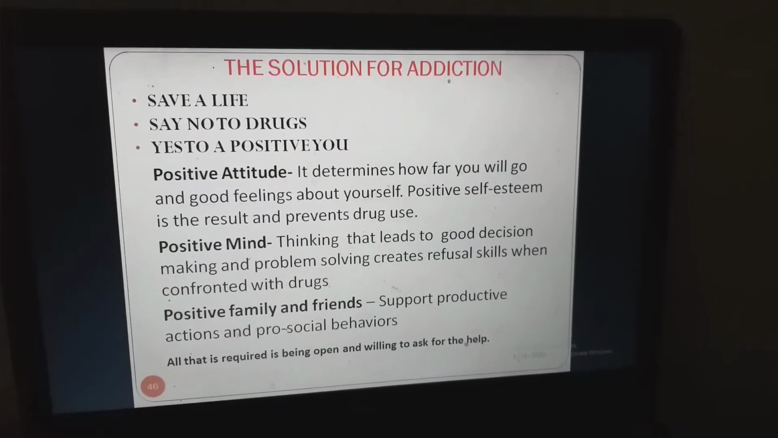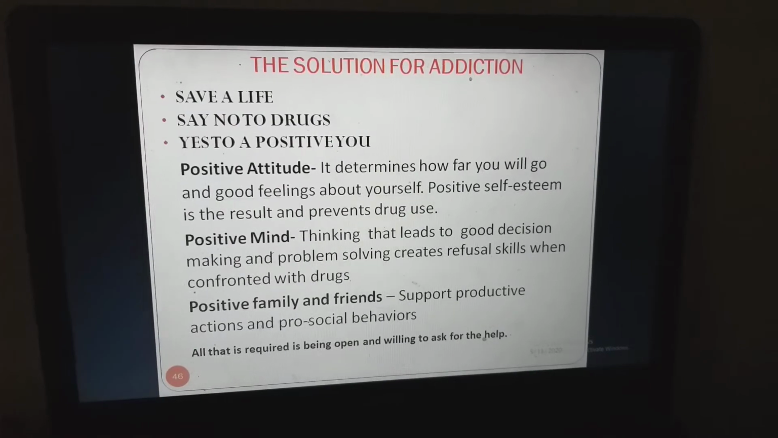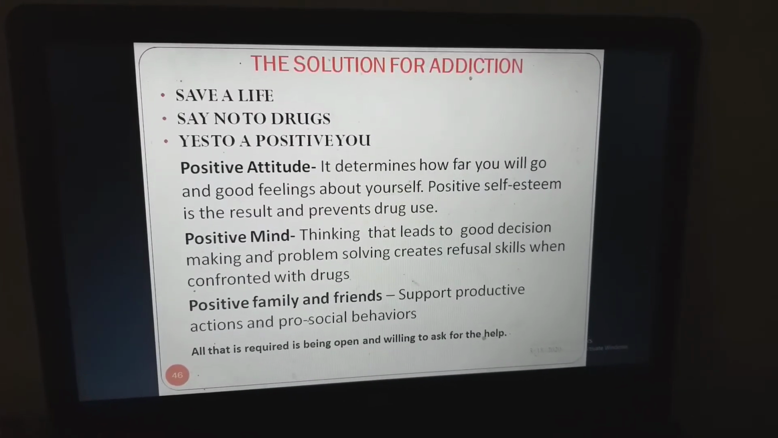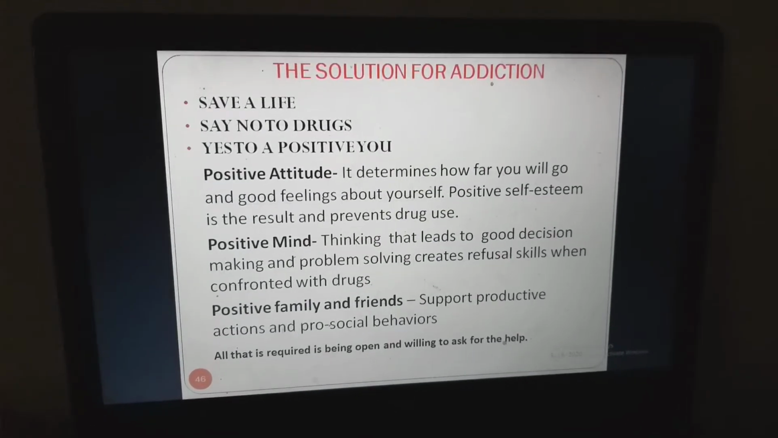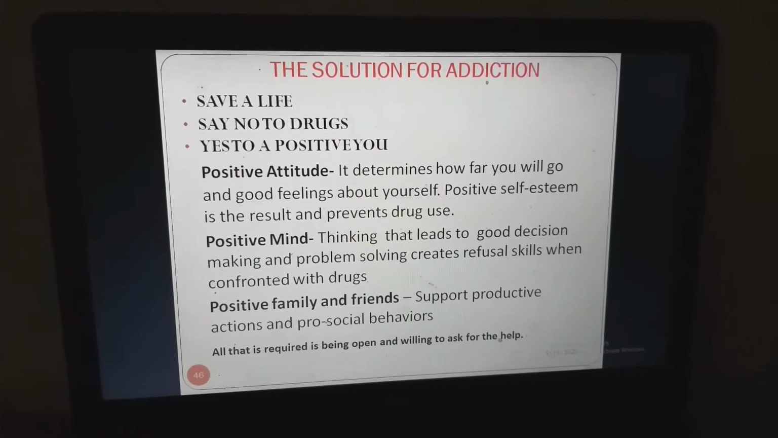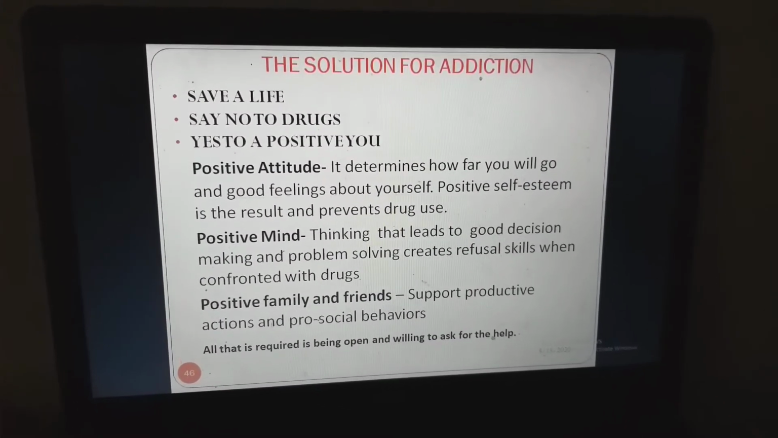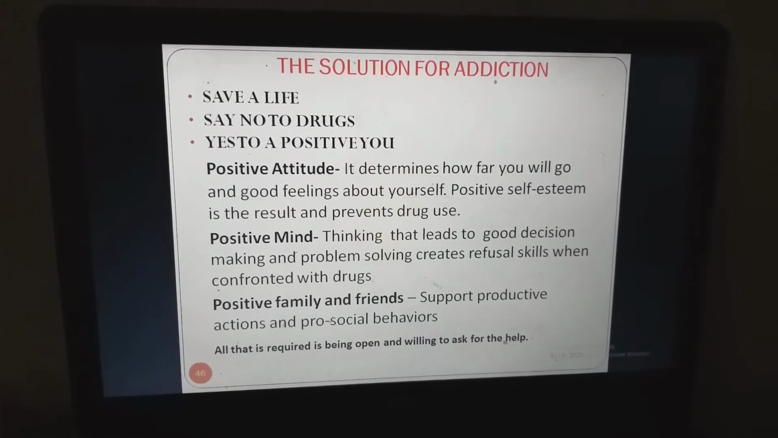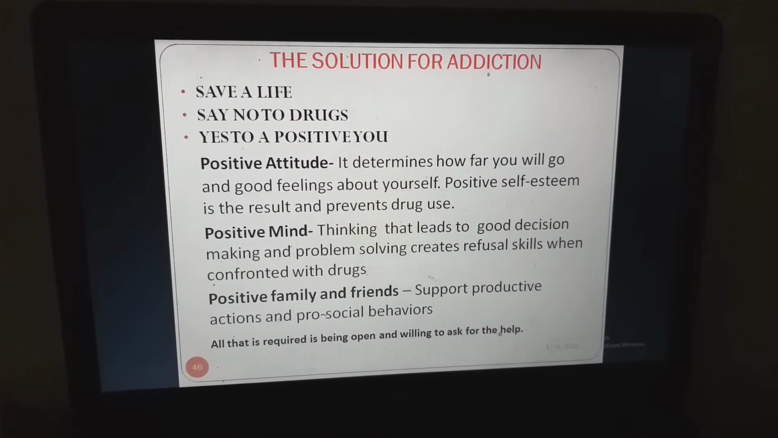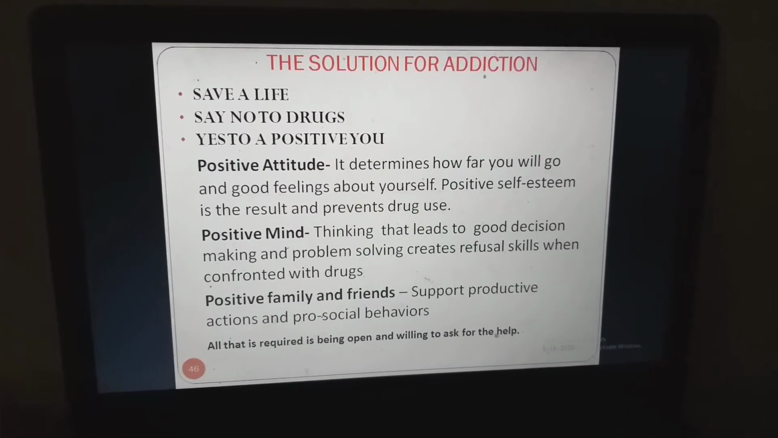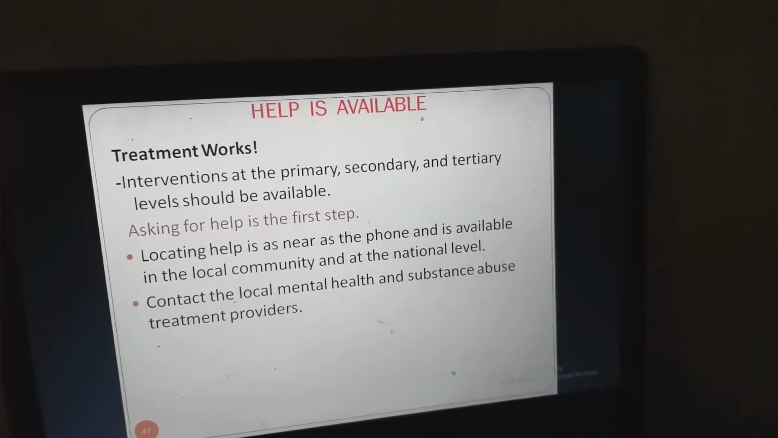Solution for addiction: save life, say no to drugs, yes to a positive you. Positive attitude determines how far you will go and gives a good feeling about yourself. Positive mind, thinking that leads to good decision making and problem solving, creates refusal skills when confronted with drugs. Positive family and friends support productive action and pro-social behaviors. All that is required is being open and willing to ask for help. These are solutions for addictions.